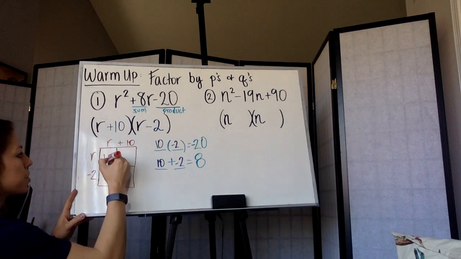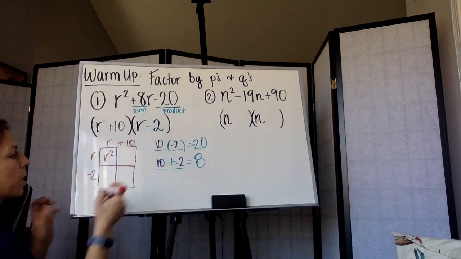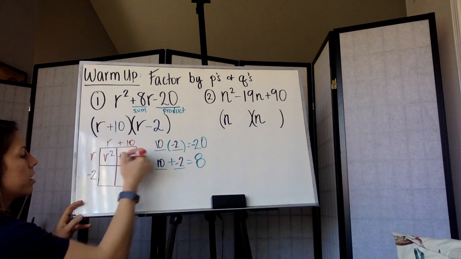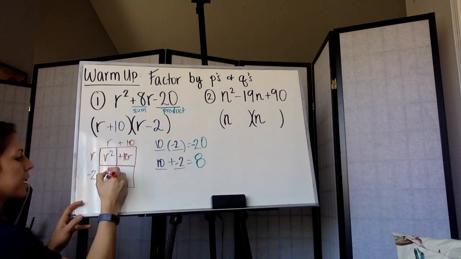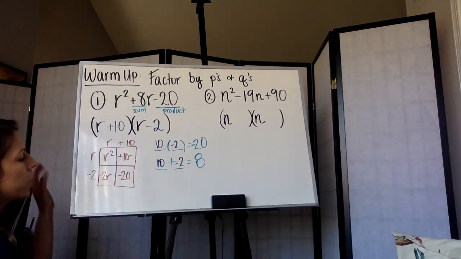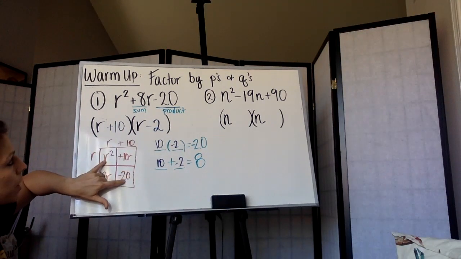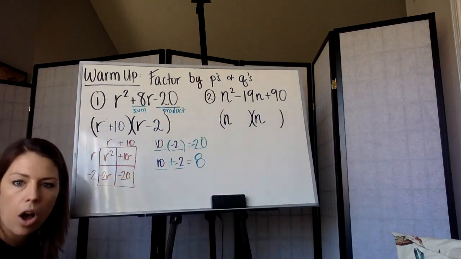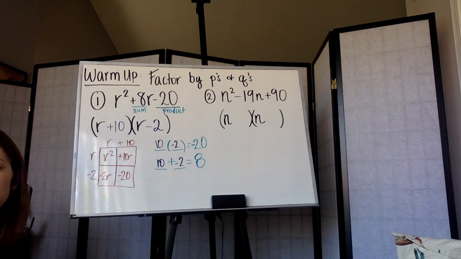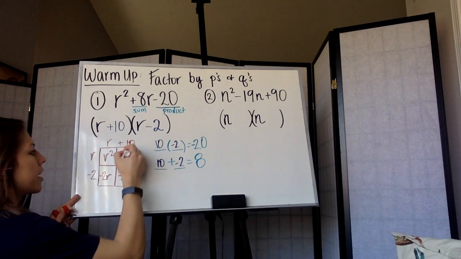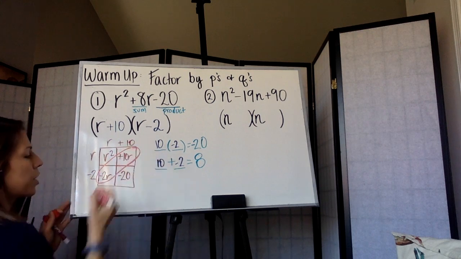R times R is R squared. That's the first term, already looking good. R times positive 10 is 10R. R times negative 2 is negative 2R. And negative 2 times 10 is negative 20. So already I see R squared and negative 20 as my first and last term, which is awesome. But where's the 8R? Where is the 8R? Ah, the 8R comes here from combining these like terms.